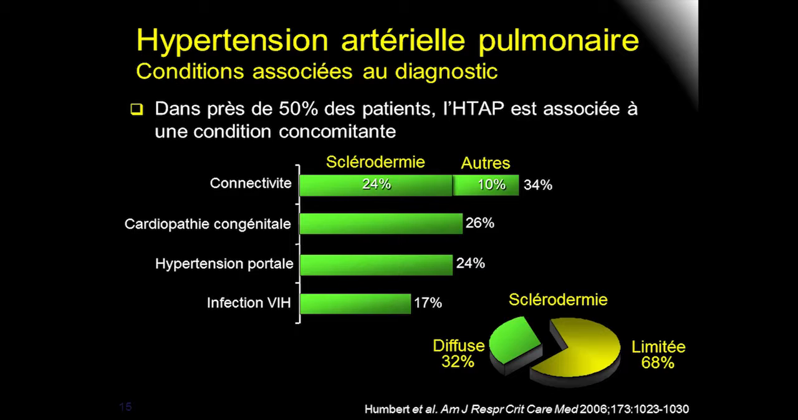So here I'm showing you the same statistics in a different form. In more than 50% of patients, there's an underlying disease that predisposes to the development of PAH. Most frequently, this is a form of connective tissue disease, and the most frequent of that is scleroderma. So scleroderma is really the disease that most predisposes patients to the development of PAH in its diffuse and limited forms.